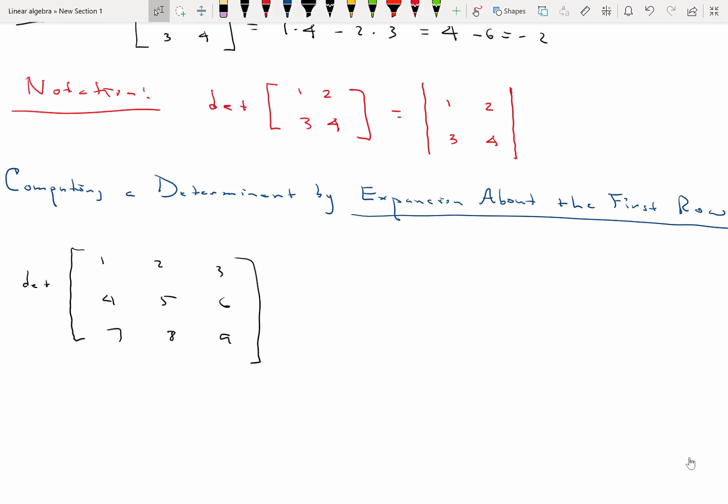Okay. So to help things along, I'm going to introduce a series of alternating signs above the first row: plus, minus, and plus. And then I'm going to imagine a line through the first row. That line is going to stay through the first row through the whole process of evaluating this determinant.